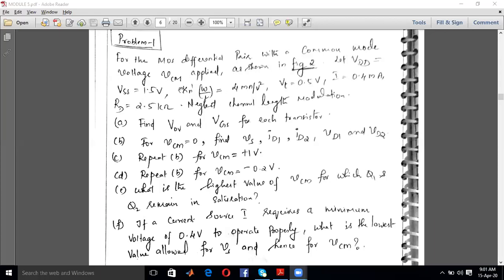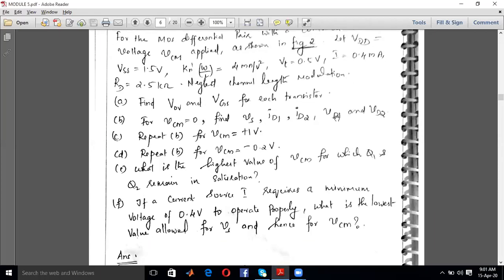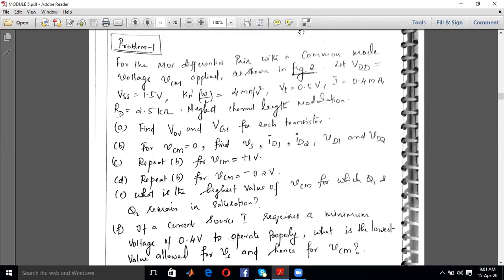Then you have the transistor constant Kn dash W by L as 4 milliampere per volt square. Threshold voltage is given. The total biasing current through the entire differential amplifier is 0.4 milliamps. This 0.4 milliamps may divide among the two transistors, maybe equally or it may be different. That depends upon the common mode input. If your input is within the common mode range, then you can ensure that this 0.4 milliampere will divide equally among the two transistors, that is, I1 is equal to I2 is equal to 0.2 milliampere, only if the input is within the common mode range.